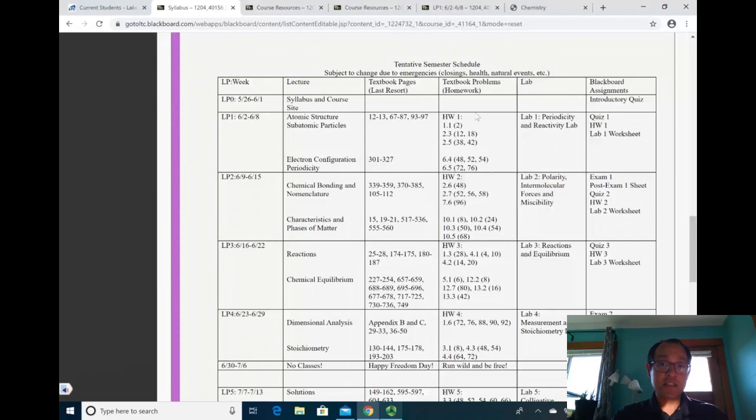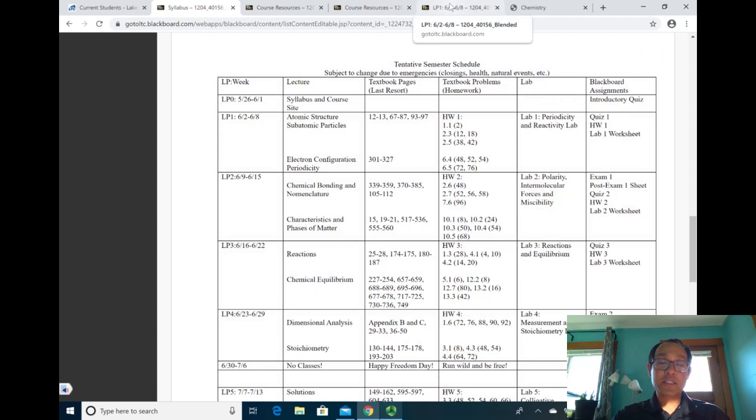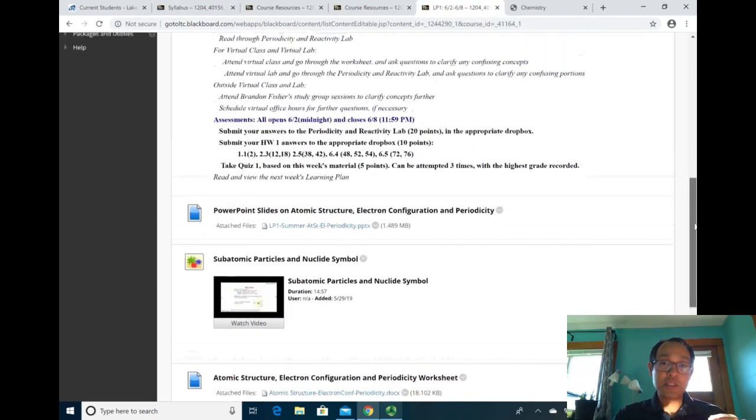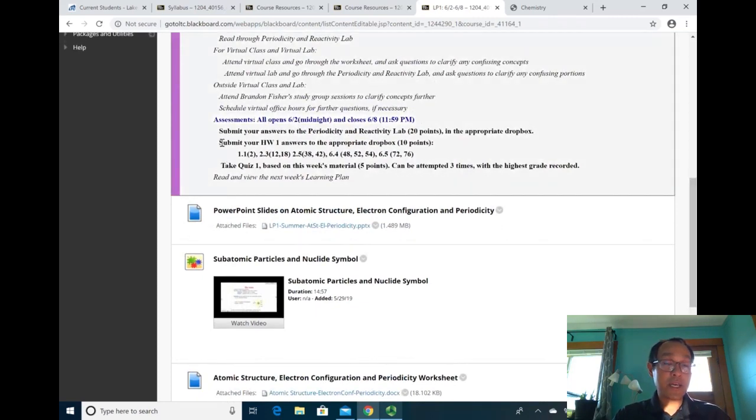For instance, in Learning Plan 1, there are questions 1.1, 2, 2.3, 12, 18, 2.5, 38, 42, and so on and so forth. The other way is to go to the specific learning plan, and you can find them in two different spots in the same learning plan. It's going to be under the blue heading called assessments.